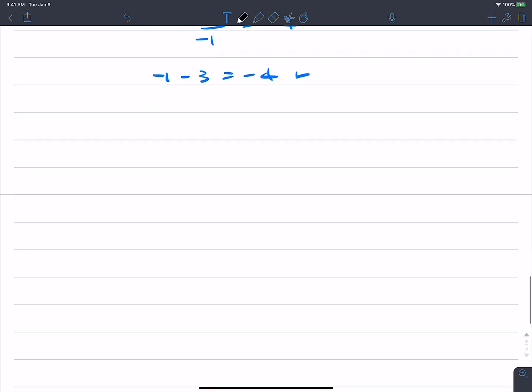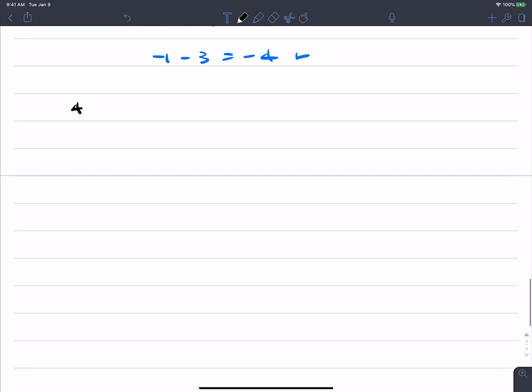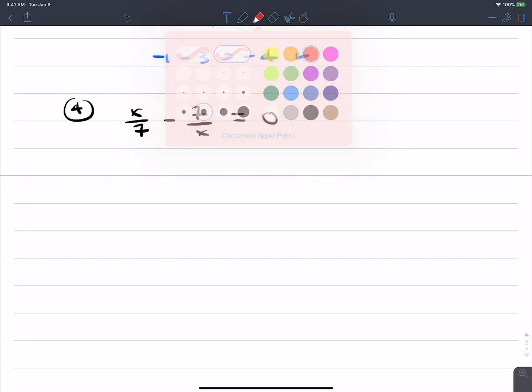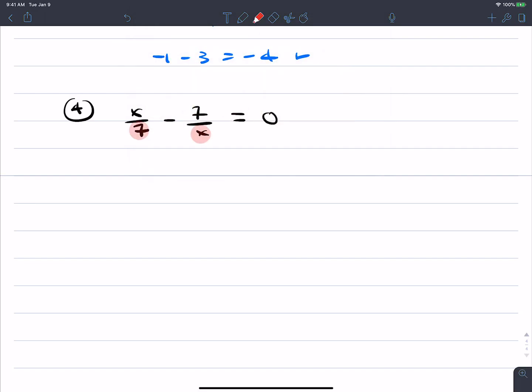So what do you think? Is it good to invest in finding the LCM? So we have x over 7 minus 7 over x equals 0 here. We need the LCM of your denominators, 7 and x. We have to find that.